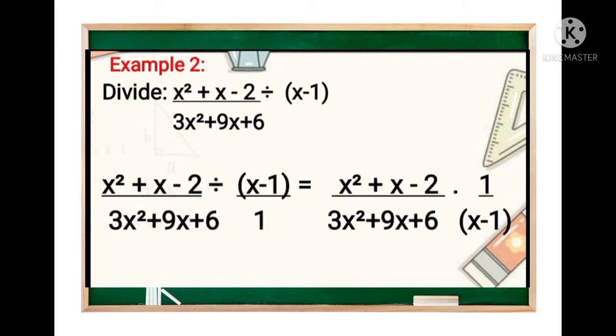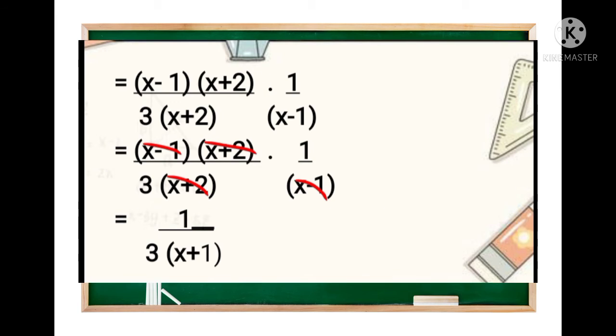Another example. x squared plus x minus 2 over 3x squared plus 9x plus 6 divided by the quantity of x minus 1, which has a denominator of 1. So x squared plus x minus 2 over 3x squared plus 9x plus 6, multiplied by the reciprocal of the quantity x minus 1 over 1, which is 1 over the quantity of x minus 1.